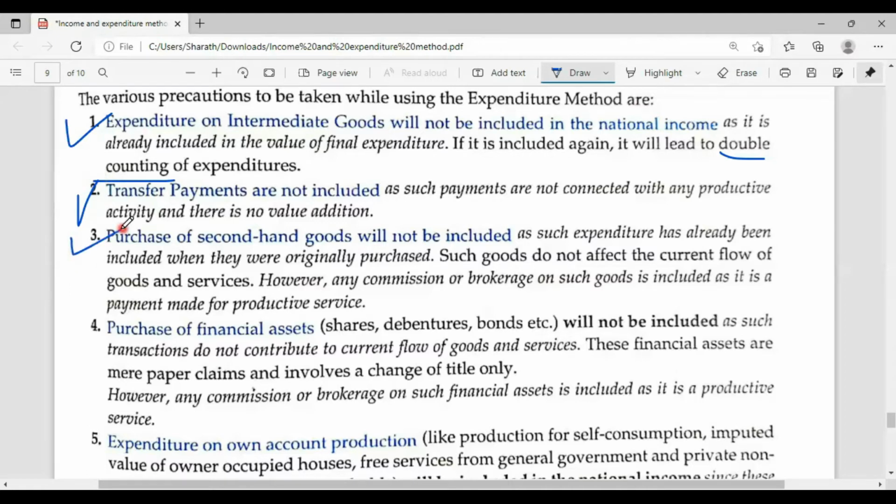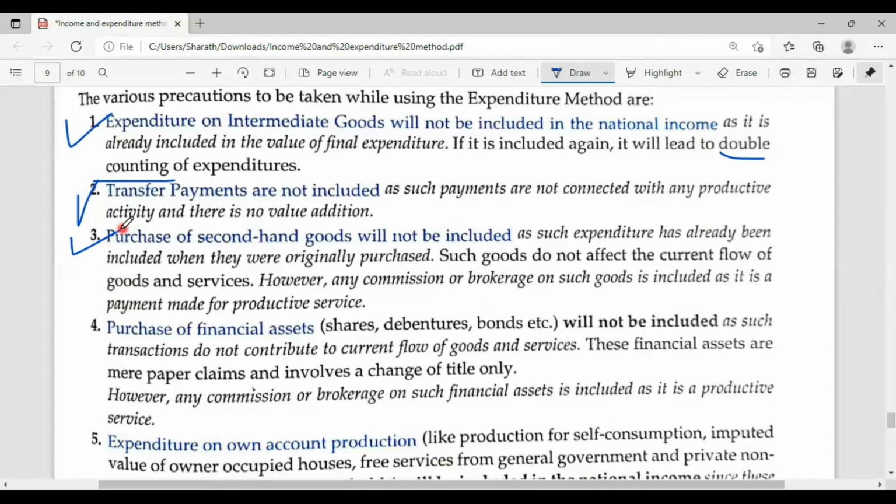And number three, the purchase of second-hand goods will not be included. As you know, second-hand goods are nothing but goods already used by someone, which are going to be bought by somebody else. That means this is not newly produced and not sold for the very first time, so it cannot be treated as a part of national income accounting. The reason is that when it was brand new, when it was first produced and first purchased, its value was already taken as a part of national income accounting, so now it is not. Second-hand goods should be ignored.